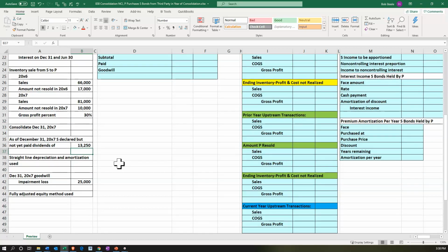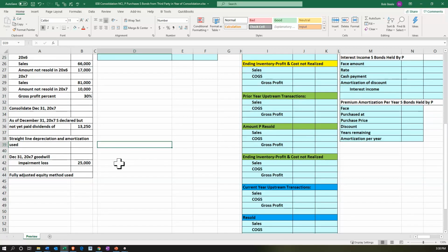That's what's going to be used for the bonds. And if there's any depreciation, we're going to say that means the premium and discount are going to use a straight line method. And then as of December 31st, 20X7, goodwill impairment loss of $25,000. So that means that's the current year that we're dealing with, 20X7. That means we put goodwill on the books. We're going to calculate what goodwill was, and then it got impaired somehow by 25,000, so it's going to go down by 25,000. Then the fully adjusted equity method, that's what we're going to be using.